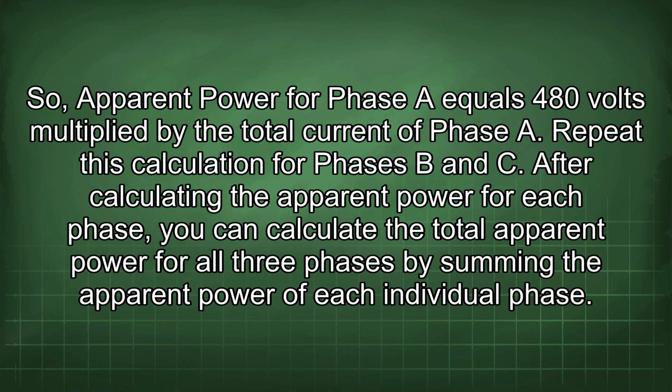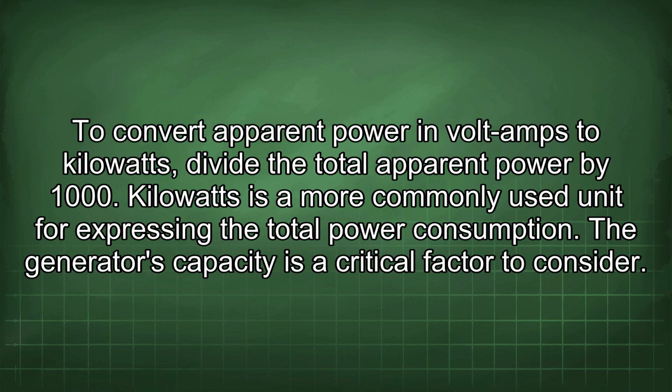After calculating the apparent power for each phase, you can calculate the total apparent power for all 3 phases by summing the apparent power of each individual phase. To convert apparent power in volt-amps to kilowatts, divide the total apparent power by 1000. Kilowatts is a more commonly used unit for expressing the total power consumption.